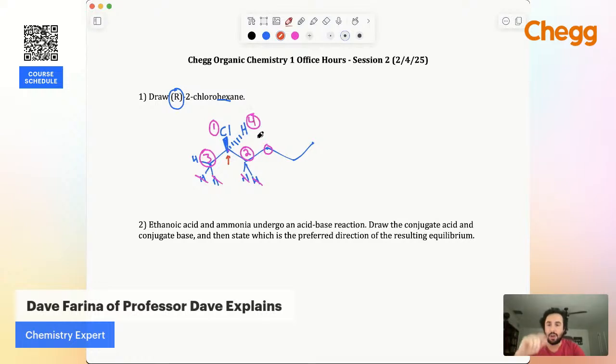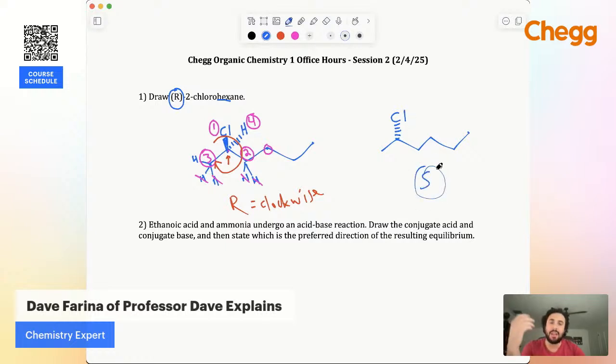And then we just look and see which direction we're going. Here we're going clockwise to go from 1 to 2 to 3, and clockwise is R, right? R is clockwise. If we had gone counterclockwise, 1, 2, 3, the other way, that would be S. Okay, so it happens to be the case that we chose the correct configuration. If we wanted to draw the S isomer, we would put the chlorine on the dash bond. And so this is the S isomer there.